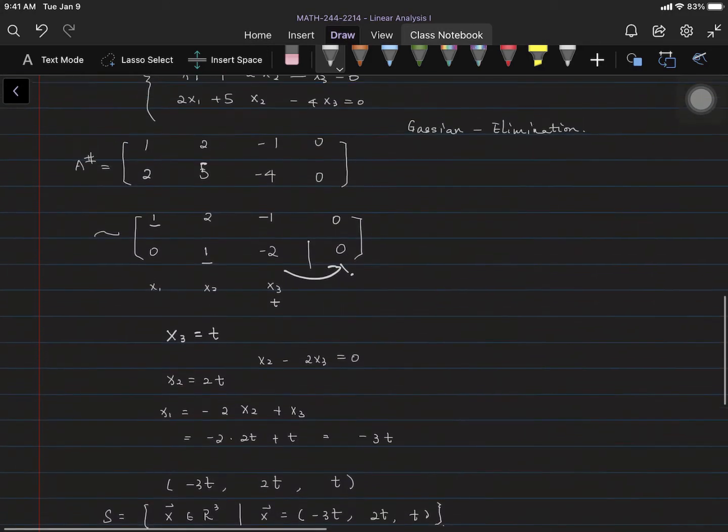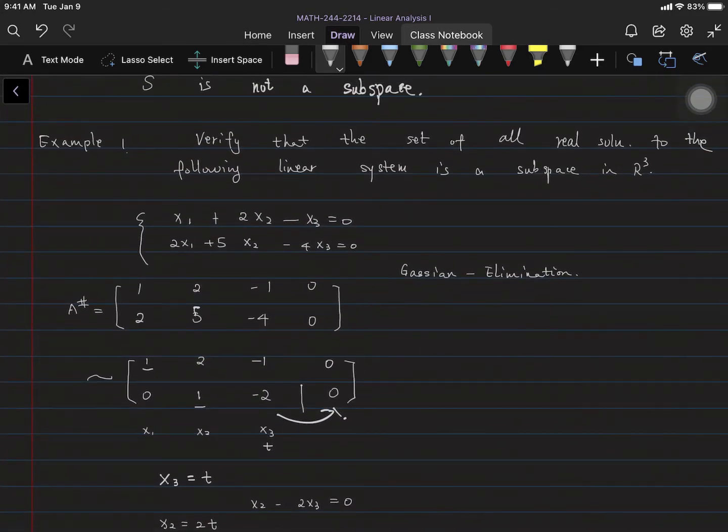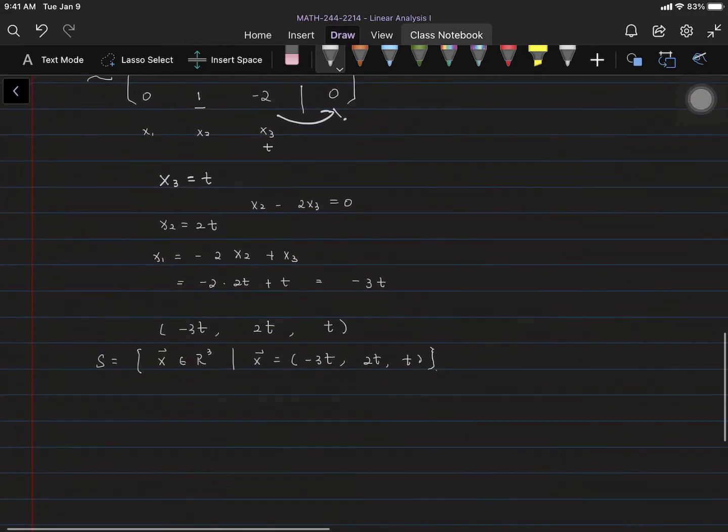Okay, we are going to this example. We want to verify that the solution set, the set of all real solutions, is a subspace. So firstly, we need to find the solution set, and here is the solution set. It's kind of a review of what we did in the last chapter. In chapter 2, we used Gaussian elimination to solve linear systems. Sometimes the linear system has one unique solution, sometimes it may have infinitely many solutions. In this case, it has infinitely many solutions. We have a free variable, right? So here's the solution set.